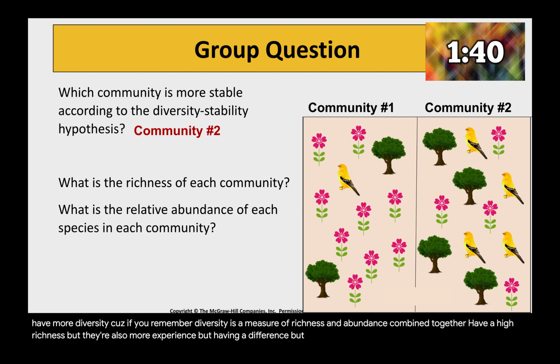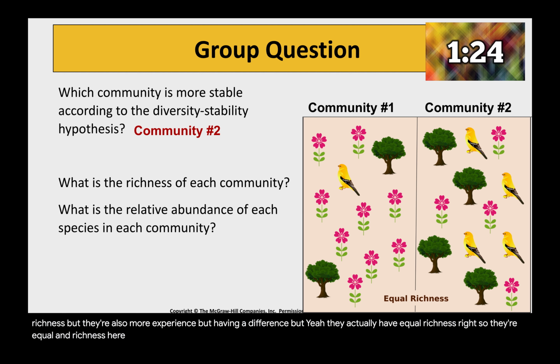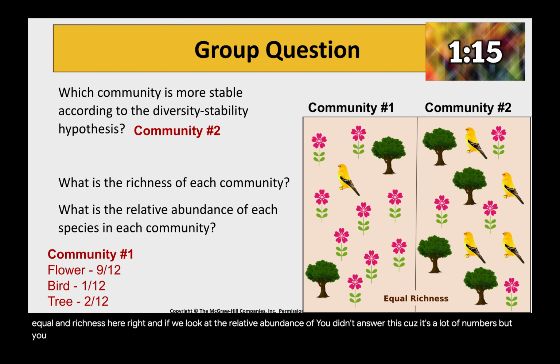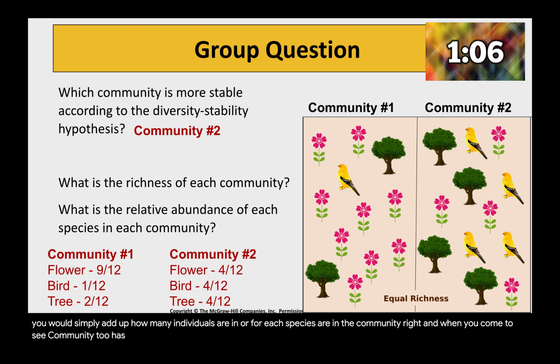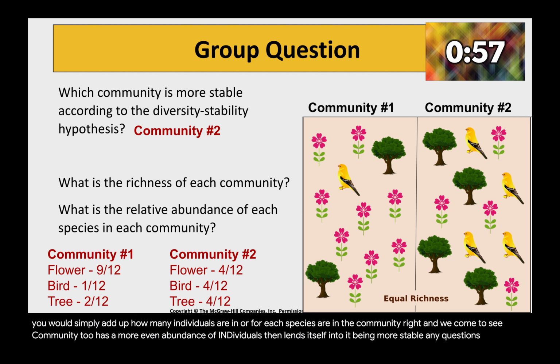What about the richness for each community? How many species are in each community? 3, yeah. They actually have equal richness, right? So they're equal in richness here. And if we look at the relative abundance of each species in each community, I won't ask you to answer this because it's a lot of numbers, but you would simply add up how many individuals for each species are in the community. And we tend to see community 2 has a more even abundance of individuals, which lends itself to being a more stable community. Any questions?